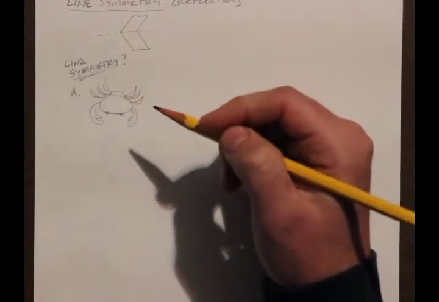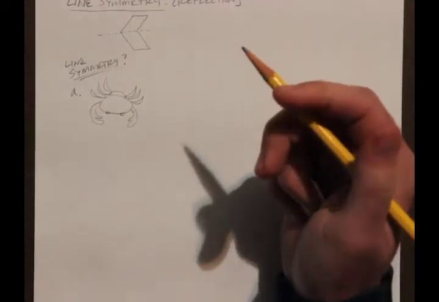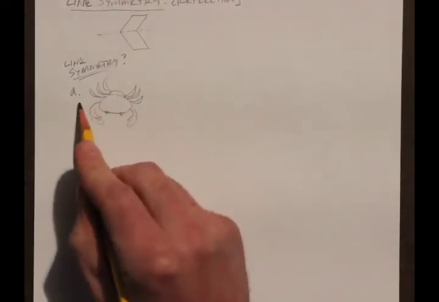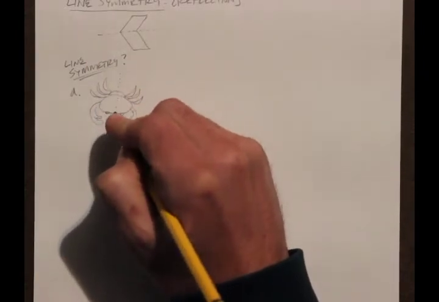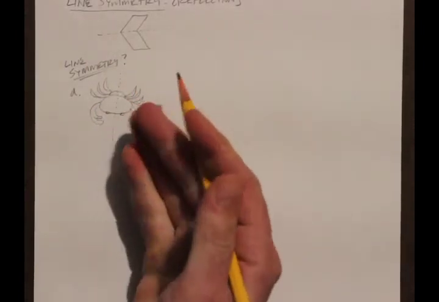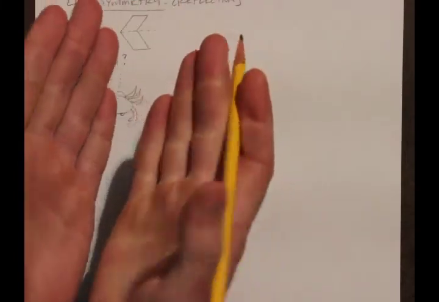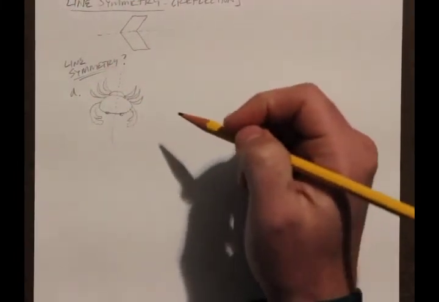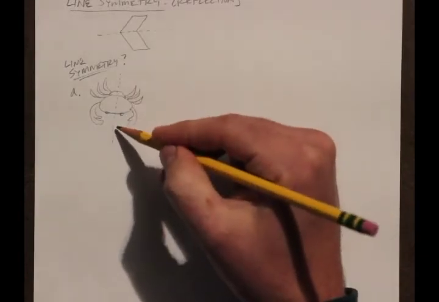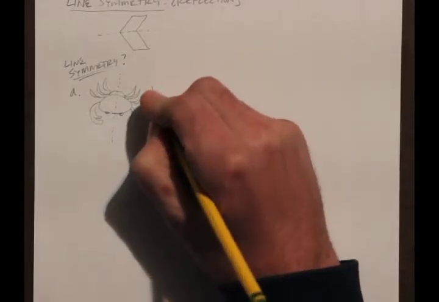Now, does this crab have symmetry? Look, if you draw a line right here, you can fold that crab in half, and if we were to draw this perfectly, then it would have line symmetry right here. Let's look at another one.